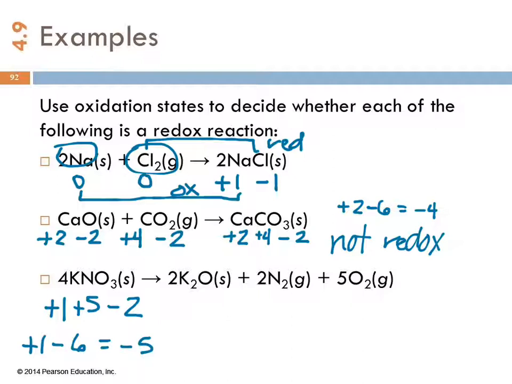How about over here with the K2O? What's the K? +1 and the oxygen -2. That's an ionic compound. We have 2 monatomic ions. Oxidation number is the same as the charge. How about nitrogen? 0. It's an element. Oxygen? 0.